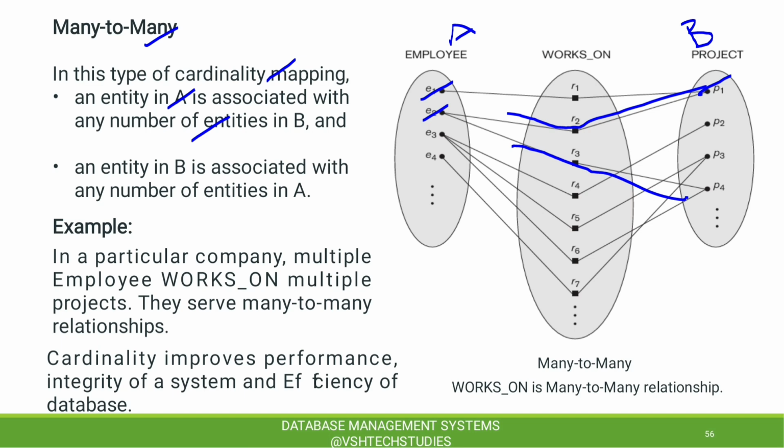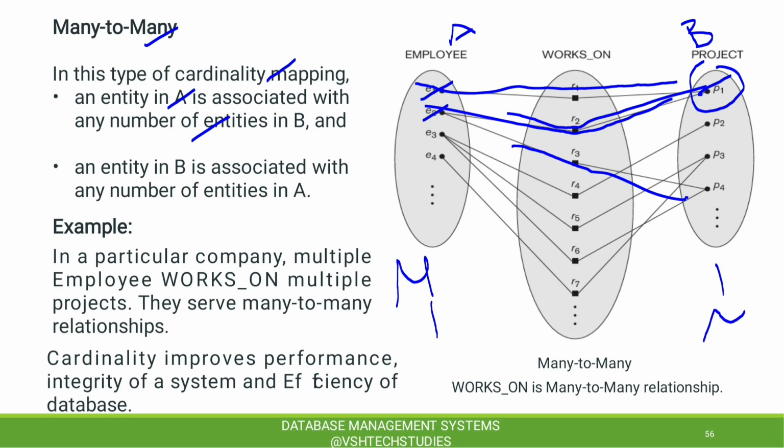Similarly, on the other side, if you take P1 project, it is done by E1 entity and done by E2 entity. So here one is associated with many here. Here one is associated with many here. Finally, we have a many-to-many relationship between the two entities, that is employee and project. And the name of the relationship is works on. So this figure is showing the many-to-many works on relationship.